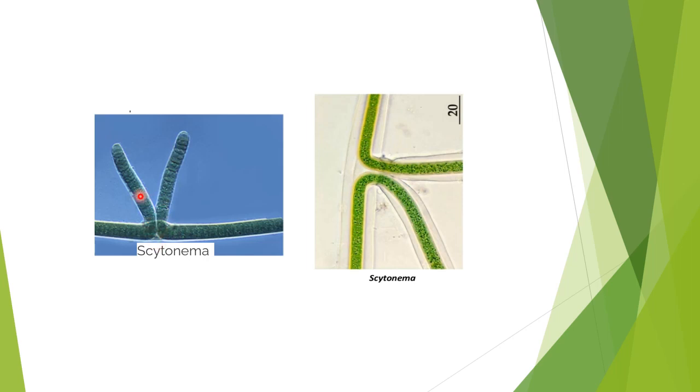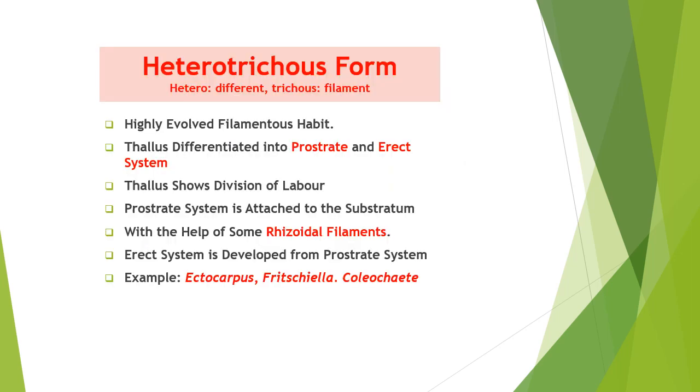This is the main filament, but not a branch. This is a true branching. Here it is prominent. So this externally looks like a branch, but it is the main filament which has shown a side twist, and that is why we call it false branching.